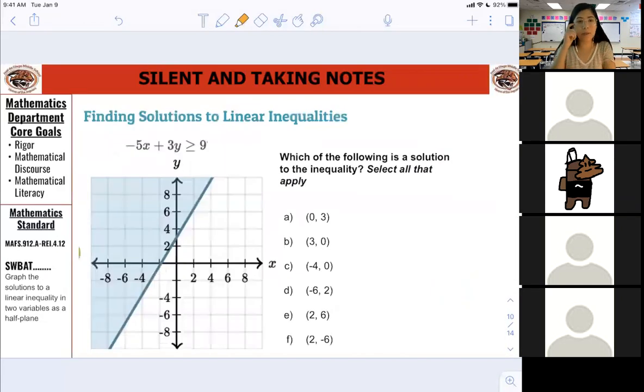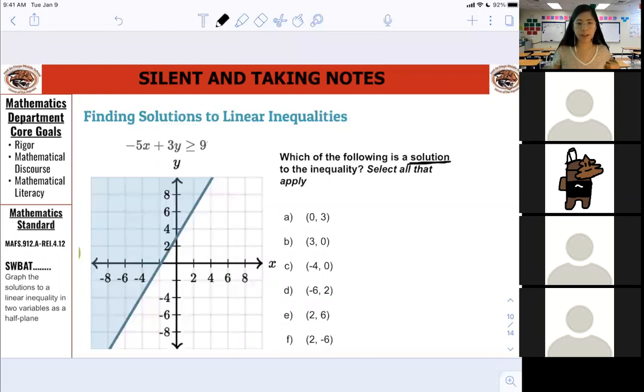Okay, so here's the final thing. Sometimes the question might ask you, which of the following is a solution to the inequality? When you get that type of question, this is very similar to what we did last week. We're looking to see which of those points is located on the line, but also above the line, because we have that whole area that's shaded. So you're trying to see which of these points is in the shaded area as well as on the line.